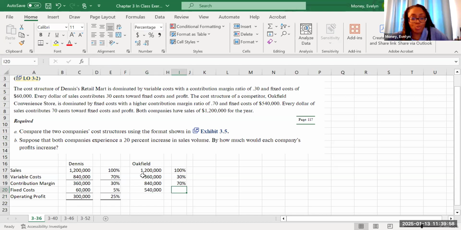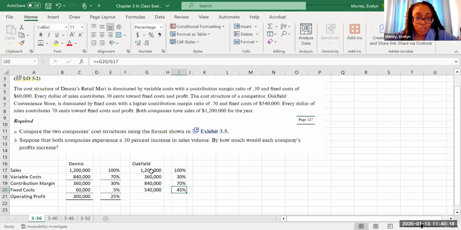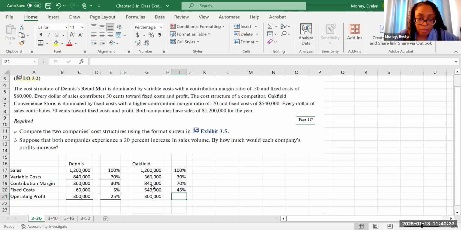Now for fixed costs, let's see what's going on with fixed costs here. For fixed costs, my percentages end up changing. So I'm going to take the 540,000, still dividing it by sales because everything is expressed as a percentage of sales. And notice that my fixed cost percentage is 45%. But I'm still going to do the math the same way for profits. I'm going to take my contribution margin and subtract my fixed costs for both dollars and percentages.